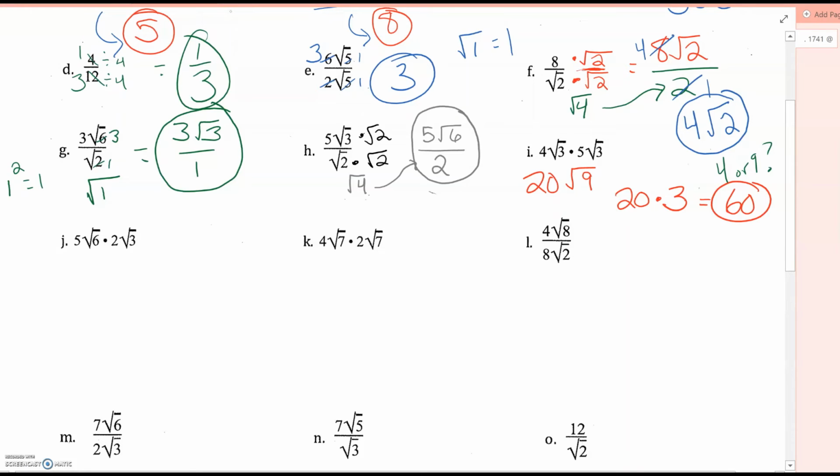For the next one here, same concept. 5 times 2 is 10. 6 times 3 is 18. But then I ask myself, can I divide 18 by a 4 or 9? 4 or 9. The answer to that is yes, we can. 18 I can branch down into a 9 and a 2. Brings back a blast from the past from yesterday. So then I have 3 square root of 2. I can bring down the 10 to get 30 square root of 2.